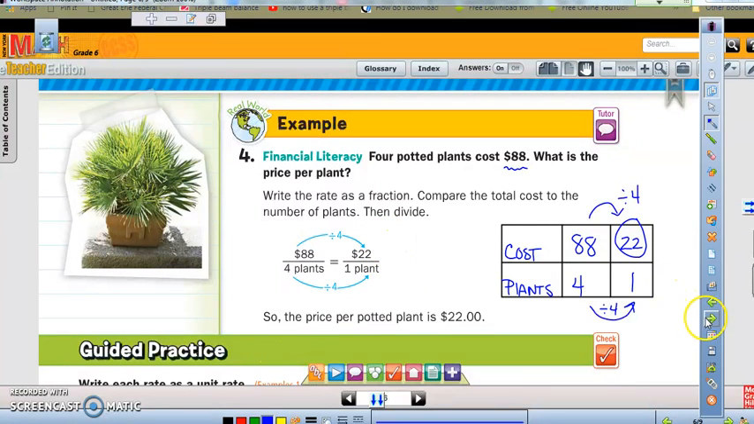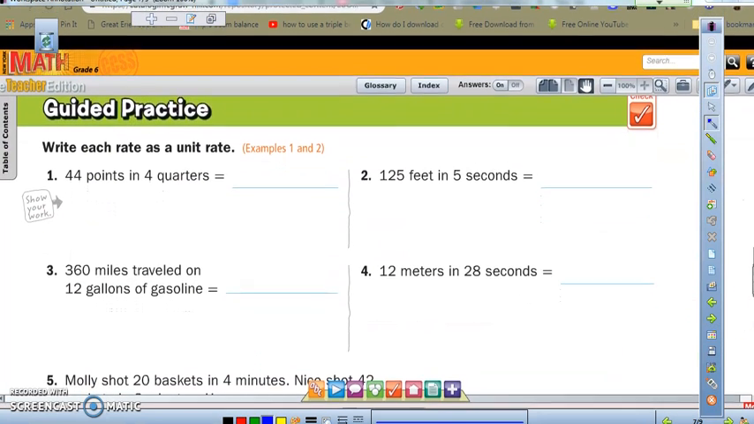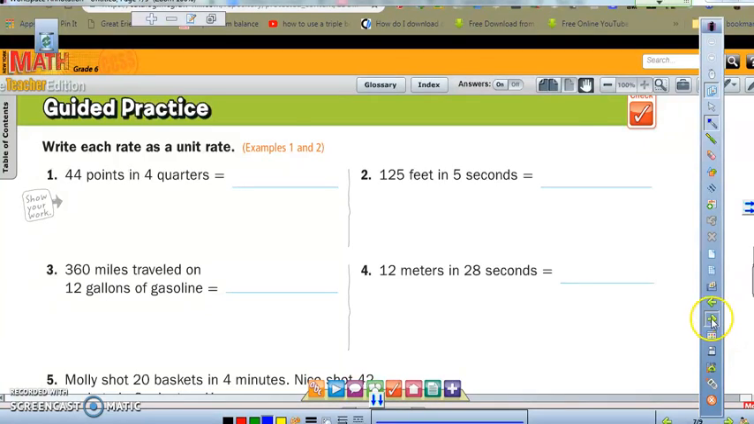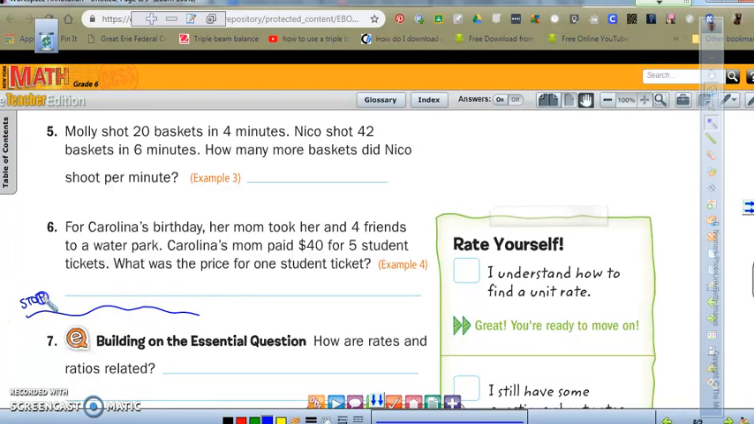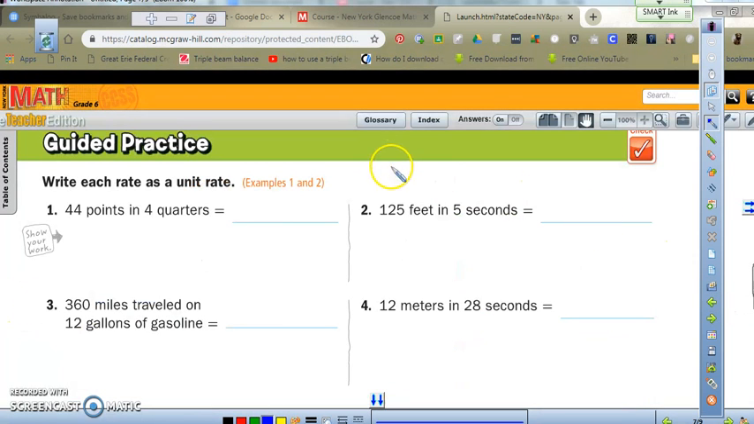Now I want you to look down to the guided practice. You are going to do 1, 2, 3, 4, 5, and 6. So you're doing numbers 1 through 6. When you're ready, pause the video, do these on your own, and then press play, and then I'll go over each of these answers.